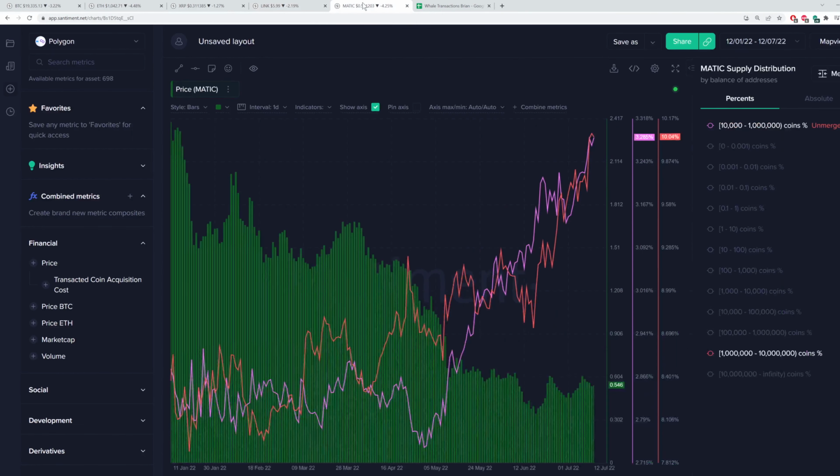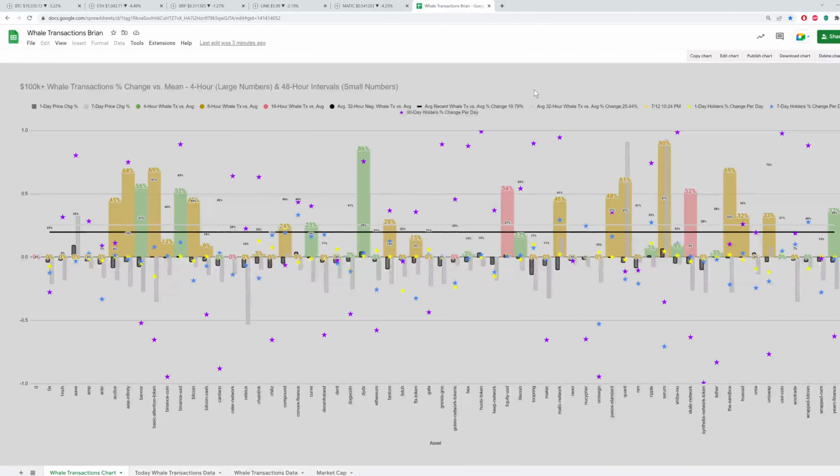And then the last asset I wanted to look at is Matic. We can see that the key tier here is probably the 10K all the way up to 1 million tier. And they really started to skyrocket and accumulate rapidly at the very end of April.